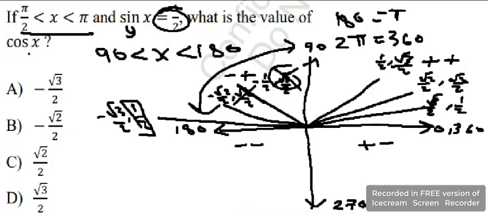Now the question is asking us for cosine x. Cosine is x, in case you couldn't tell. Now we're going to find the appropriate x value for a sine value that is half. So it's this one. It's negative radical 3 over 2, which is answer A.